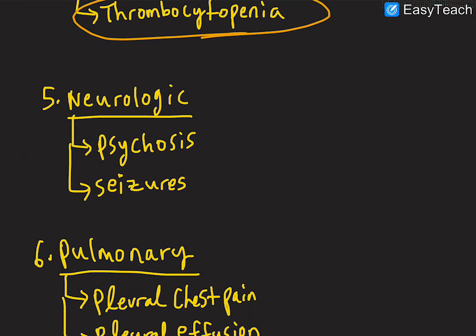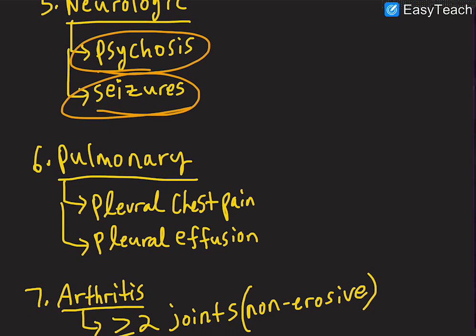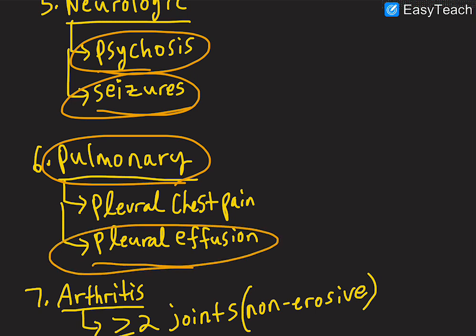And in lupus, you can also produce antigen antibody complexes, and if it affects your brain, it can lead to psychosis and seizures. Okay, and then not only can it affect your heart, it can affect your lungs, your pulmonary system. If these antigen antibody complexes deposit in your pleural layer of your lung, that can lead to pleural effusion due to increased inflammation and fluid production. And it can also lead to pleural chest pain.